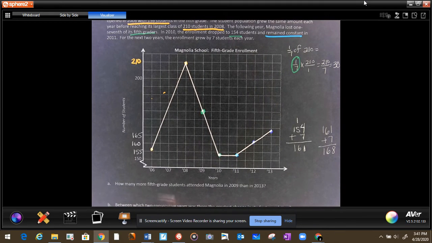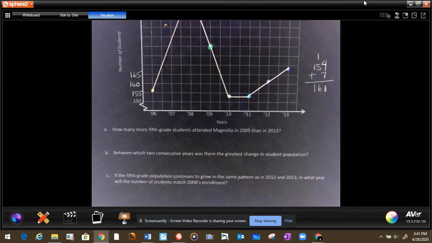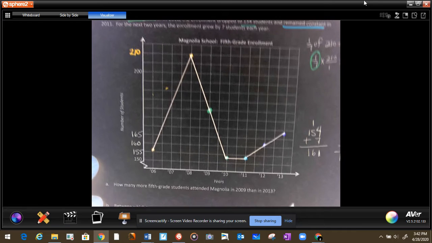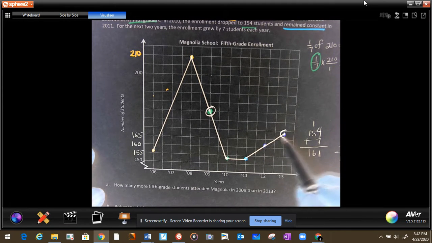How many more fifth grade students attended Magnolia in 2009 than 2013? Okay, let's identify which one are we looking at. Let me see if I can bring this down a little more. So how many more fifth grade students attended Magnolia in 2009 than 2013? So let's identify the years. 2009 is right here, and 2013 is right here.